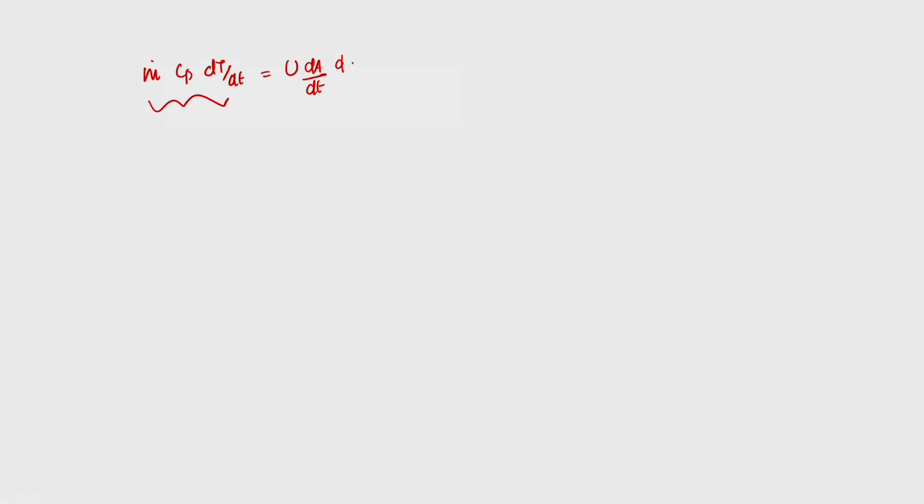mCp del T is nothing but HA del T, right. H is U, A del T. So, this is watt per second. So, this is also watt per meter squared Kelvin, meter squared second Kelvin.